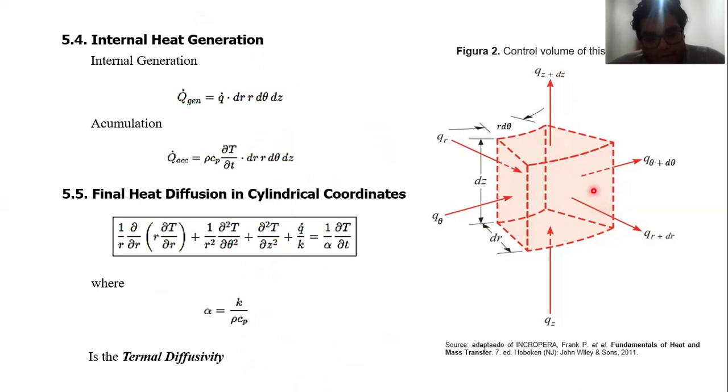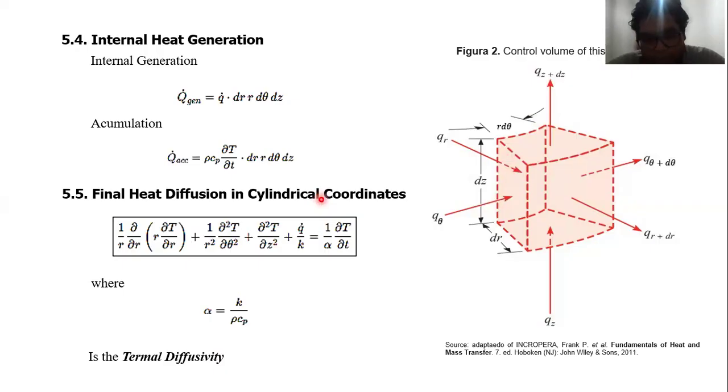Now, for the last one, we have an internal heat generation, a generation which is produced right inside this control volume. So we have internal generation represented by Qg, which is equal to q times a little portion of volume, which is over here. The accumulation will be density, specific heat at constant pressure, and the gradient of temperature with respect to time, and we multiply that by the volume of the control volume.